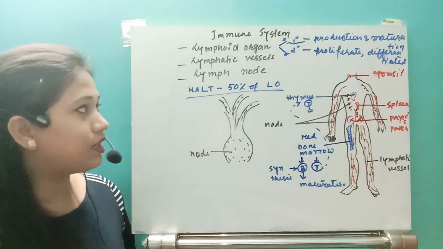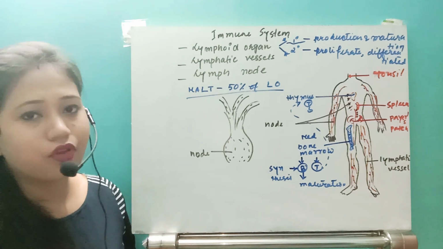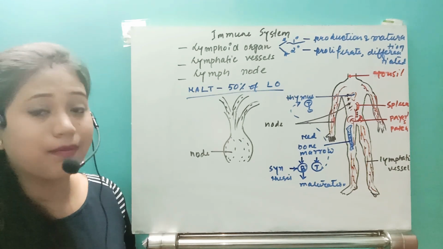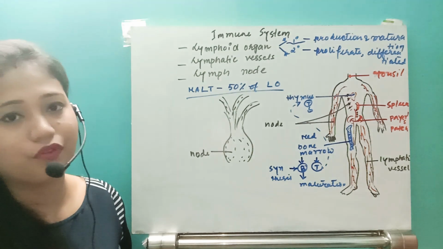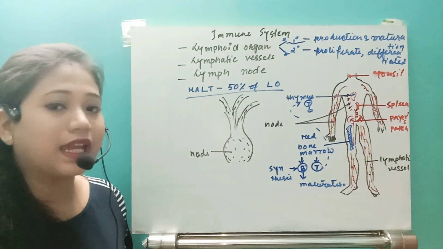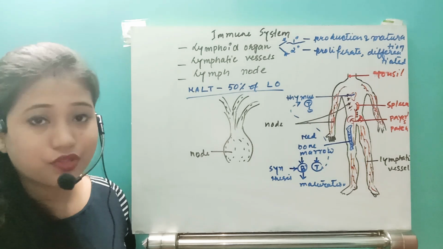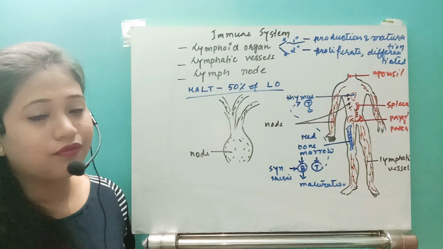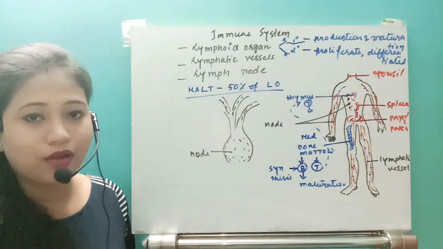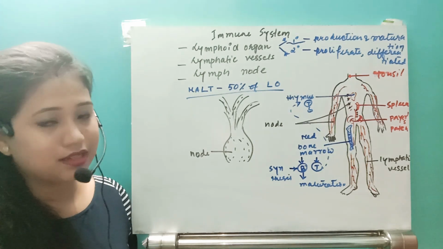Otherwise, among the other secondary lymphoid organs, we have tonsils, Peyer's patches, and the spleen. These are also lymphoid organs, and they are the secondary lymphoid organs. If it comes to the primary lymphoid organs, then we have only two: one is the red bone marrow and the second one is the thymus.